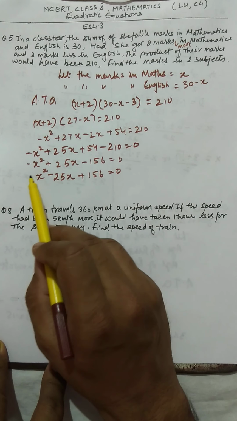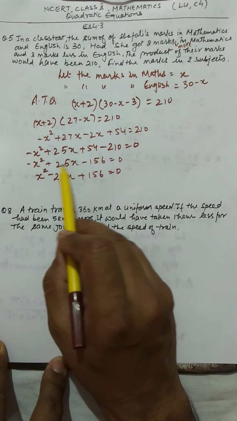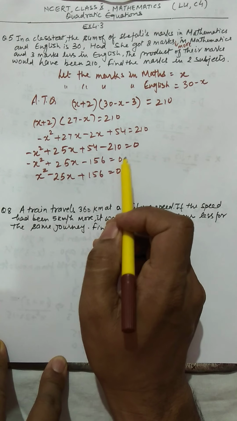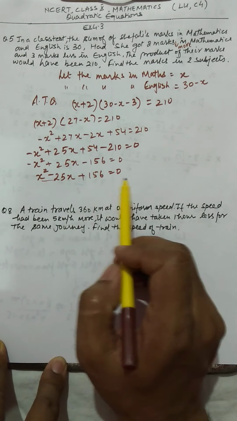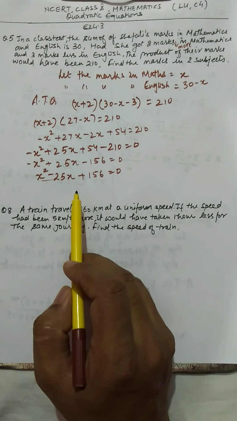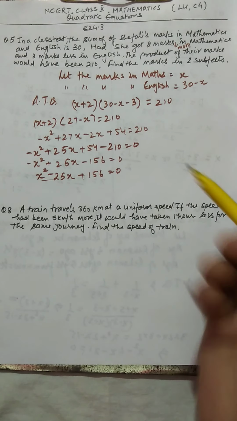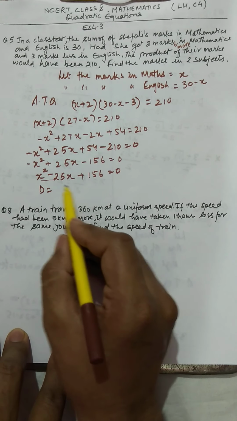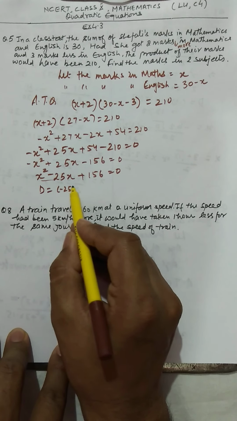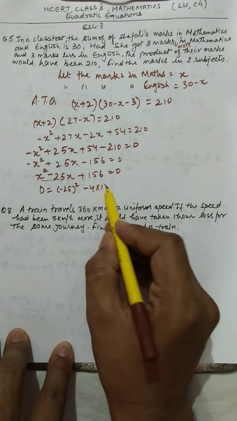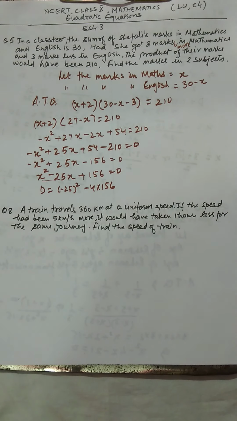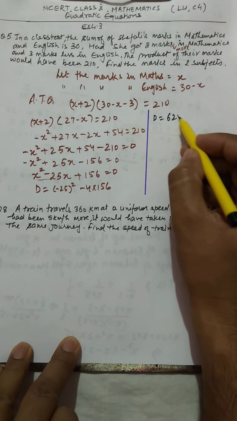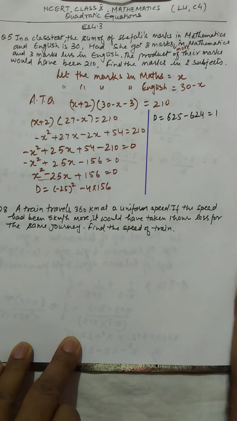Whenever you get this kind of equation, you can take minus common, or multiply the equation completely by minus 1, because you're doing it on both sides. So 0 into minus 1 will be 0, but on this side the signs will be changed. Now this is the equation that you've got. You have to find D, and with the help of D you can find the roots of this equation. So D is minus 25 square minus 4 into 156. Now this can be solved. Here your D will be 625 minus 624, so this is going to be 1.